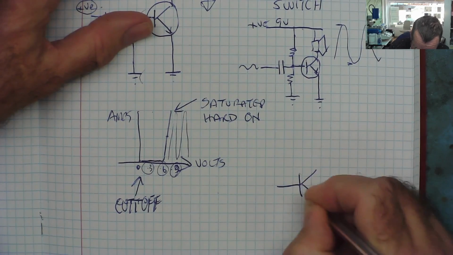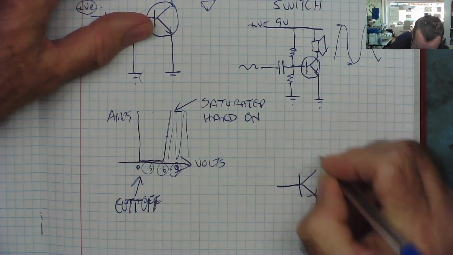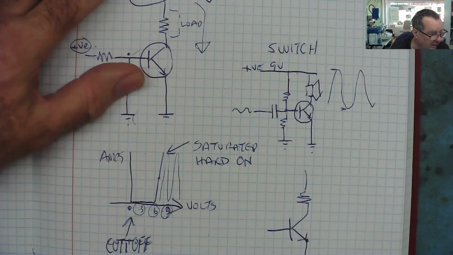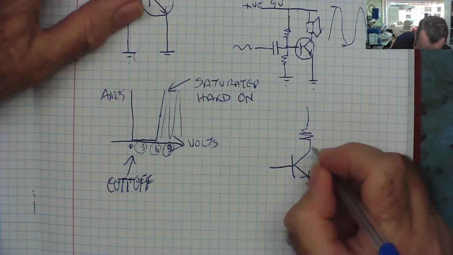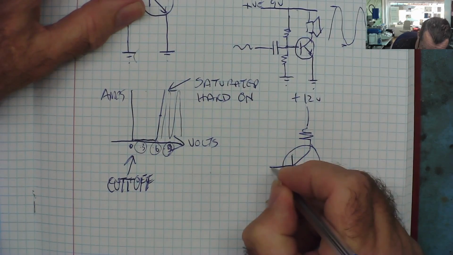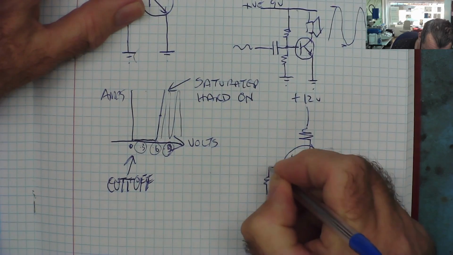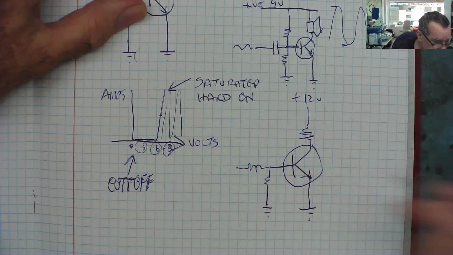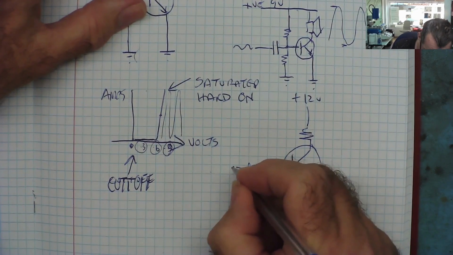Very simple. Base, emitter, resistor, collector. Okay, that's your transistor. Let's put plus 12 volts on it. Okay, and this is your base. Same as we did before. We'll use this as a switch, and we'll put a voltage on here.